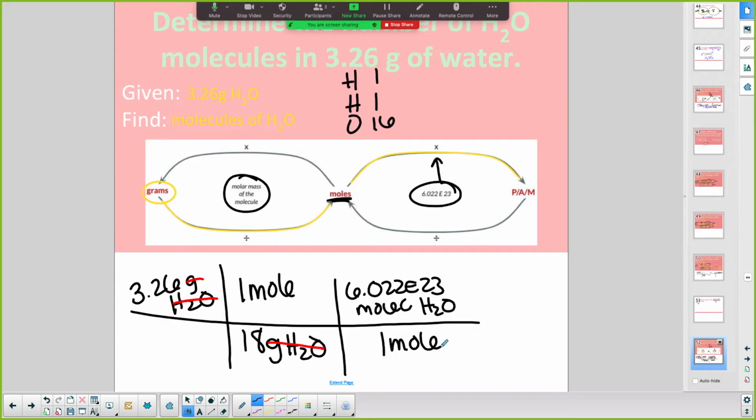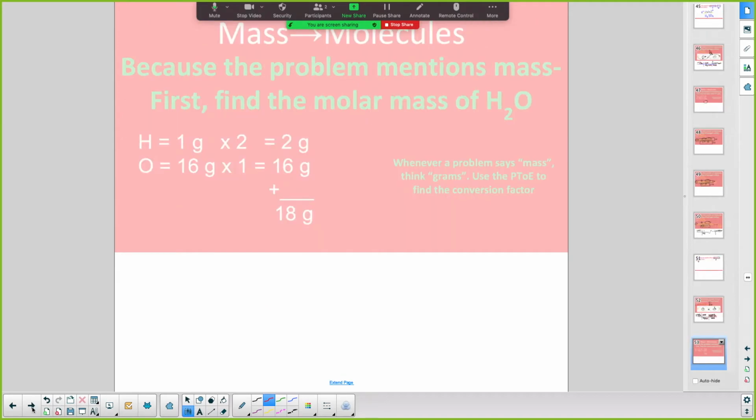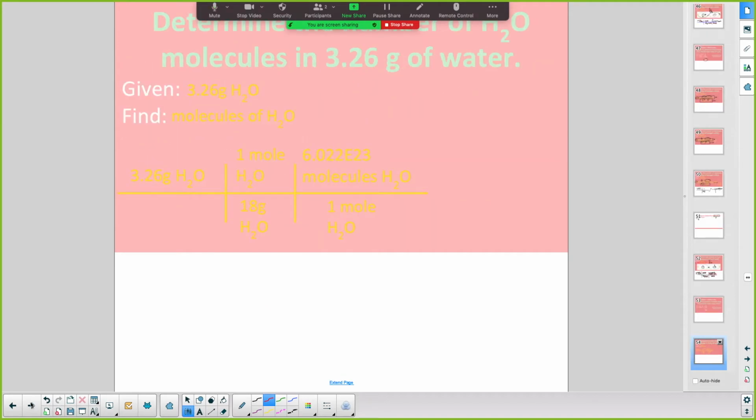All right, so again, we need a mole at the bottom because I need to cancel these moles, and now I'm left with, look, that's what I'm trying to find, right? That is my find, molecules of H2O. So here is what you should have. All right? There's my units canceling out. These green lines are not canceling the numbers. They're showing you that your units are canceling. One goes up, one goes down to cancel it out.